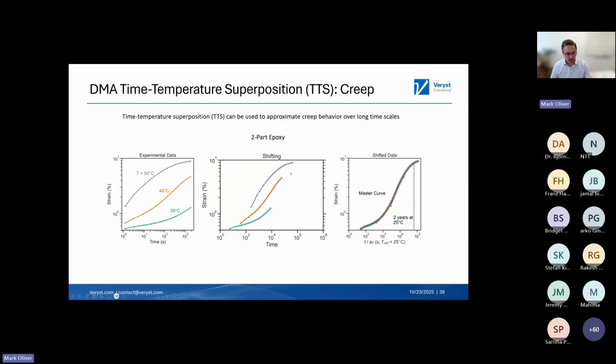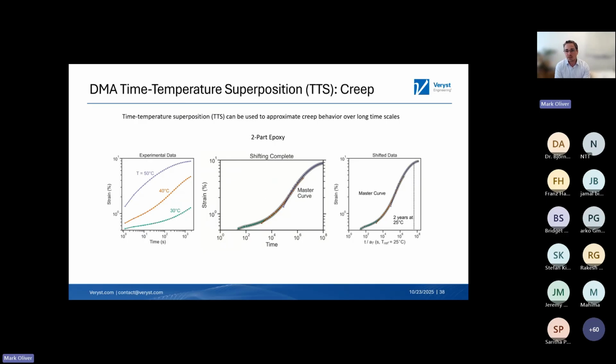All right, so the last 2 things I want to touch on is one method that we use a lot here for adhesives of various kinds, called DMA, or dynamic mechanical analysis, time temperature superposition.